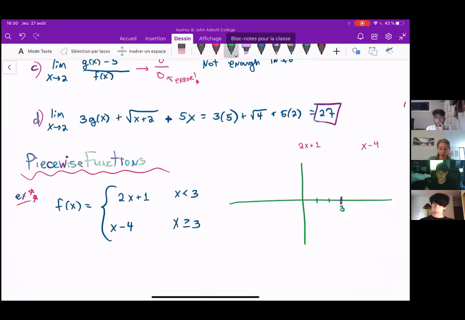At 3, that straight line takes the value of 7. So I'm going to go 1, 2, 3, 4, 5, 6, 7. And on the left side of 3, we're going to have this line that has a slope of 2. So that line right there is 2x plus 1. And on the right side of 3, what's x minus 4 going to look like? Yeah, you got it. It's going to be a straight line that has a slope of 1.